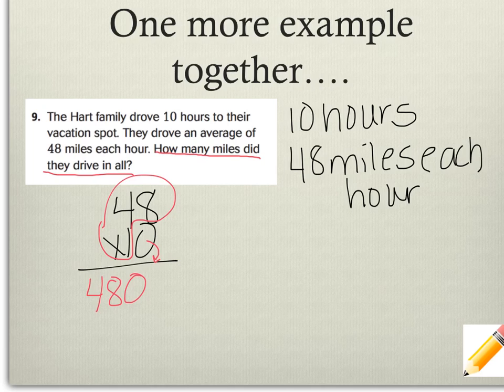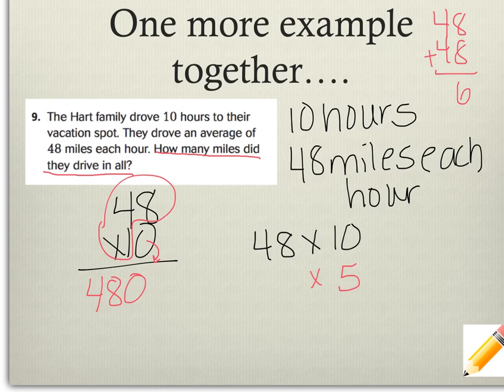I can also solve 48 times 10 using the multiplication strategy of half and double. I can take half of 10 and get 5, and I can double 48 by adding 48 to itself 2 times, and get 96.